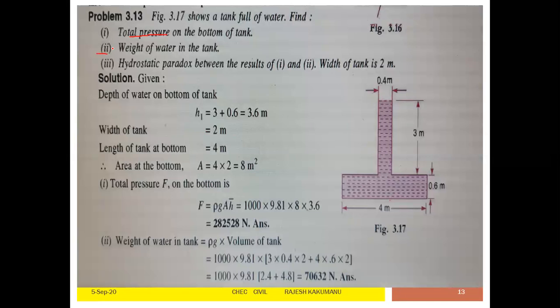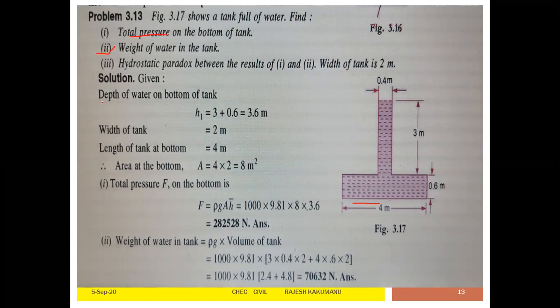Find the weight of the water in the tank, and the total pressure, and explain the hydrostatic paradox in results 1 and 2. The width of the tank is given as 2 meters. Now see the figure. You have the water tank. The width is 4 meters. The height is 3 meters, plus 0.6 meter. The mouth opening is 0.4 meter.